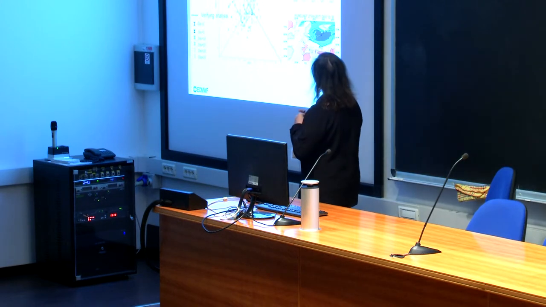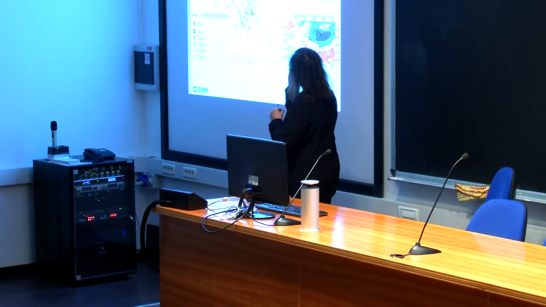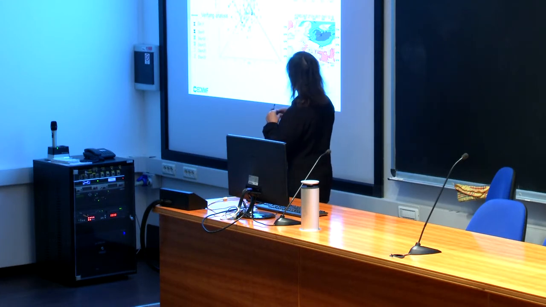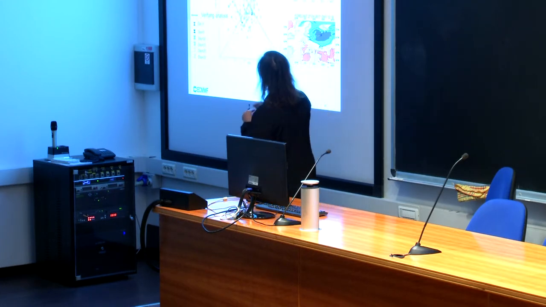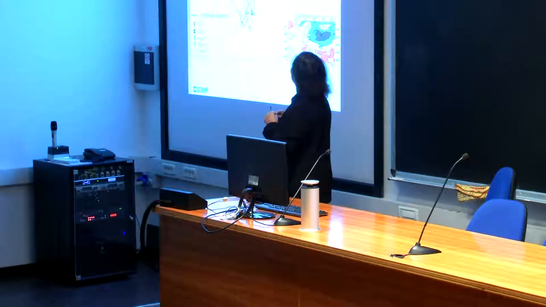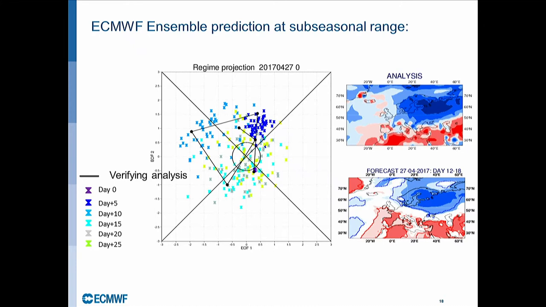So, this is even more on the research side. We can also apply this for forecasts that reach up to 46 days. In this case, this is an example of a forecast initiated on 27 of April, which starts somewhere here, okay? And because this is an extended range forecast, we are looking every 5 days. So this is day zero, and the blue is day five, and the light blue is day 10.